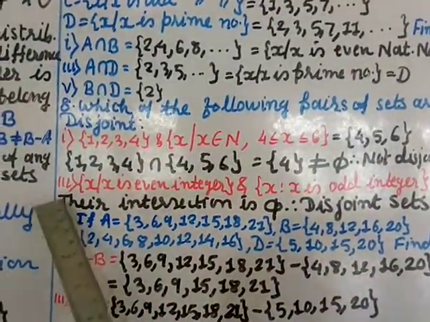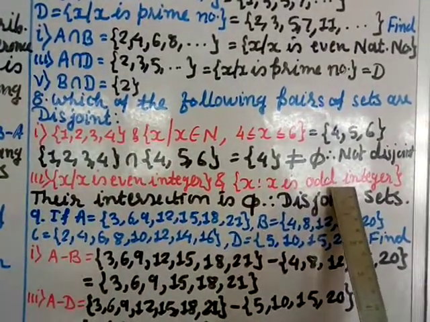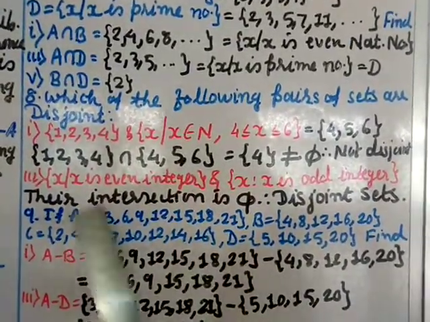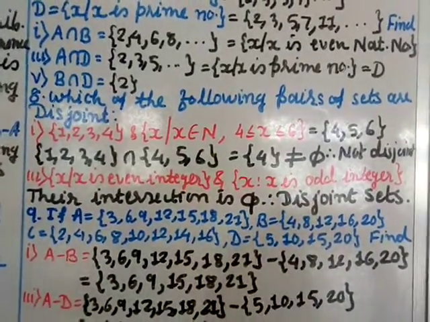Roman number 3: {x such that x is an even integer} and {x such that x is an odd integer}. Now, an even integer and an odd integer, there is nothing common in both. So that means their intersection is always phi, the empty set. Therefore these two sets are disjoint sets.